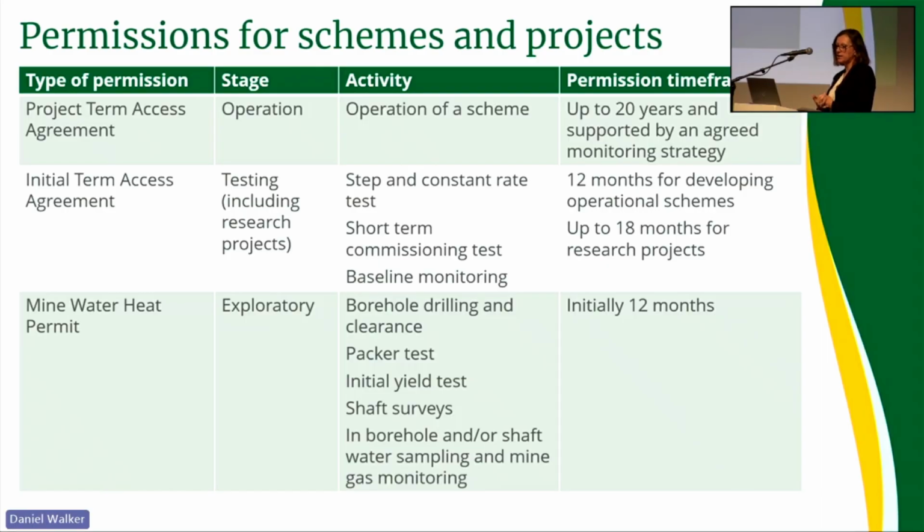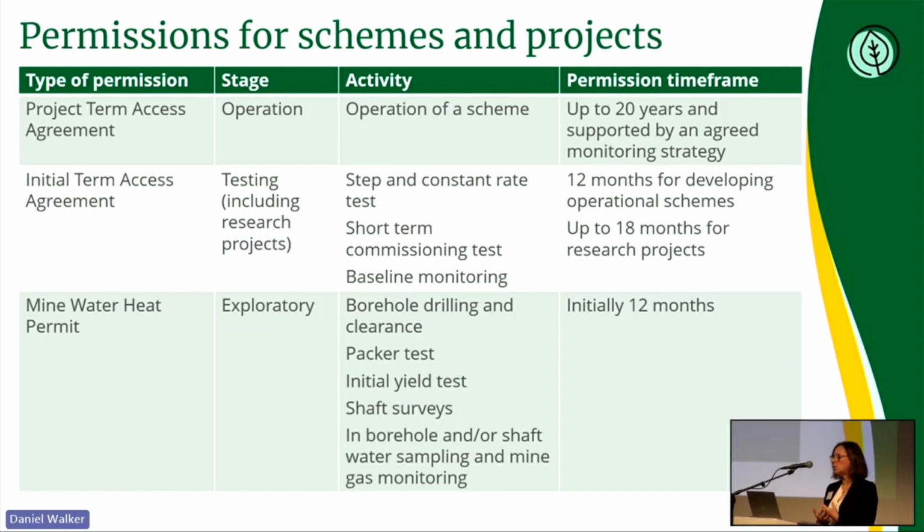At the initial stage of the access agreement, which is where we could have testing for a scheme or also for research, that is where we'll give permission for things such as a step and constant rate test, which will include the discharge back into the property, short-term commissioning tests, and some baseline monitoring. Generally speaking, they would be for a 12-month period to help to facilitate that time period between the drilling and the real baseline information and wanting to get to the point where you can be operational.